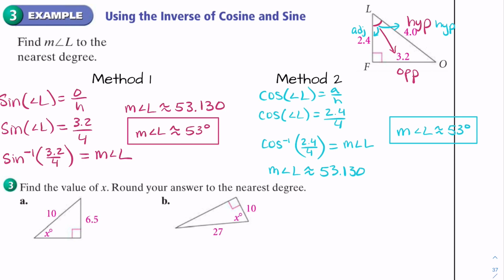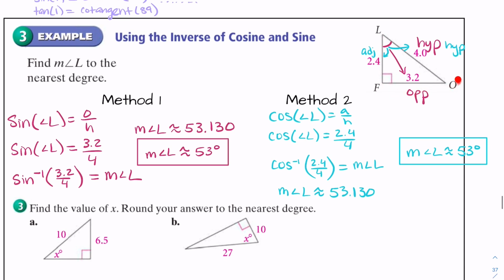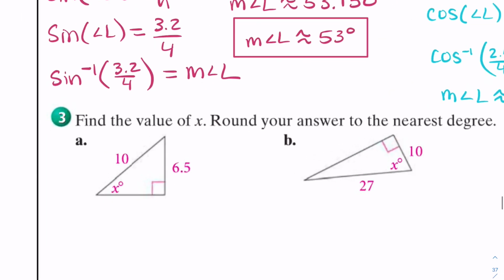All right, so you can do either method for this one if they give you enough information. In this case, they gave me all three sides, so I was able to pick whatever sides I wanted to use. All right, so this next one, you don't have the choice.